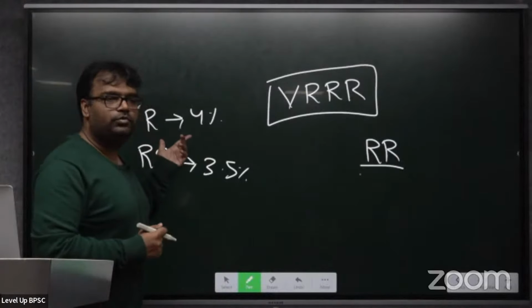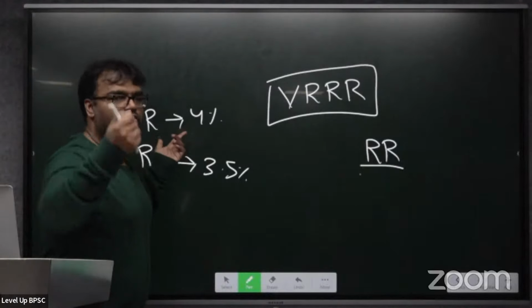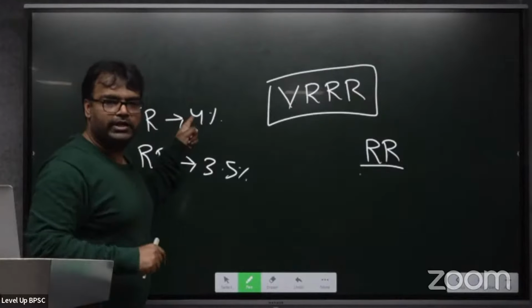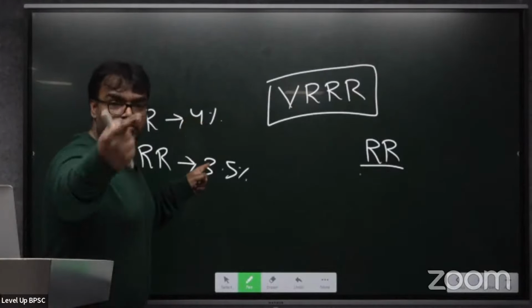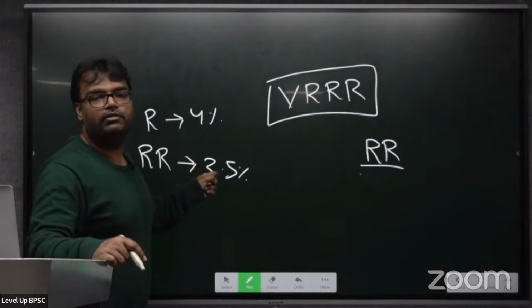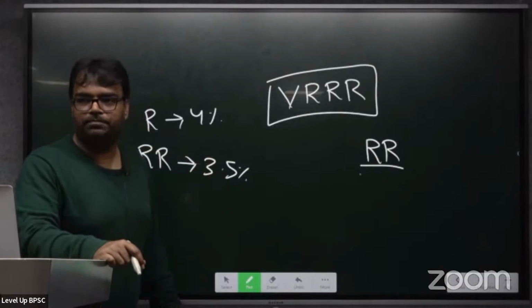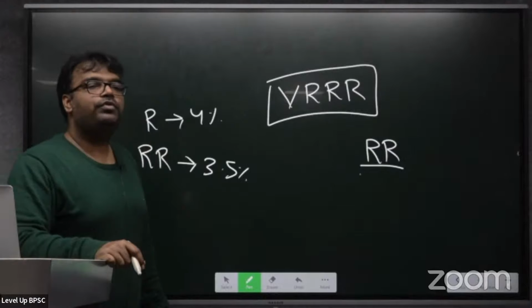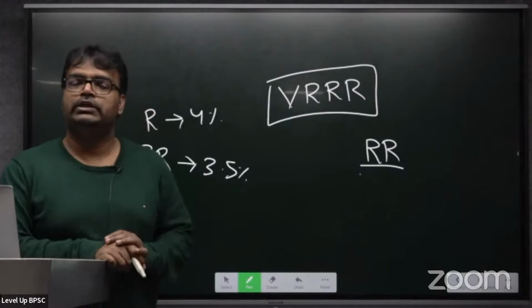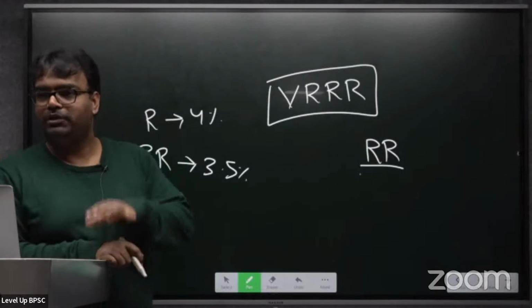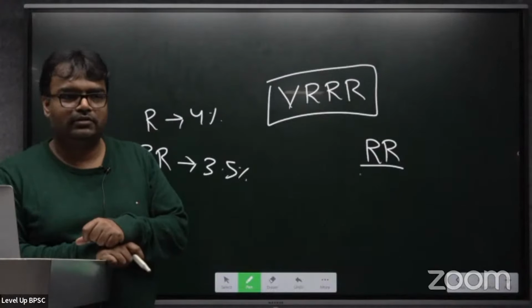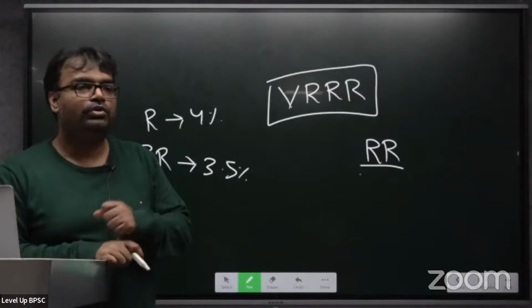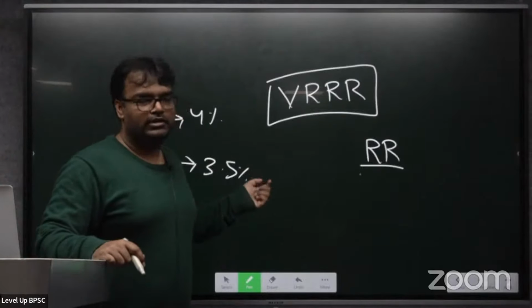If repo rate is 4%, and if a bank wants to borrow short-term money from RBI, it will get it at 4%. If RBI wants to borrow money, it will get it at 3.5%. Right. Now, if RBI wants to reduce the supply of money in the economy, control the supply of money in the economy, what can it do? It can increase the reverse repo.